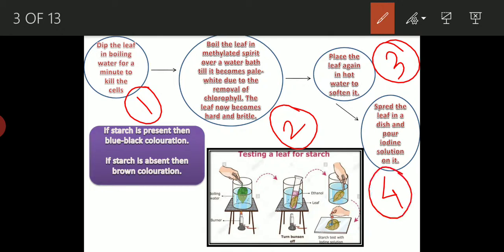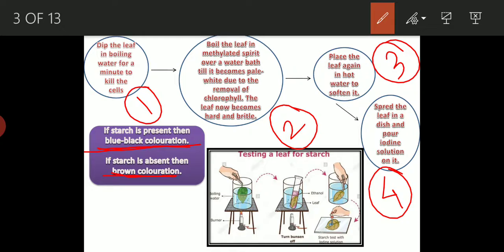And in the final step, the fourth step, we are taking a dish containing iodine solution and spreading that leaf in that iodine solution. Now what will be the result? If we see a bluish black coloration, then we can conclude that starch is present. So if starch is present, this test will show a blue black coloration.